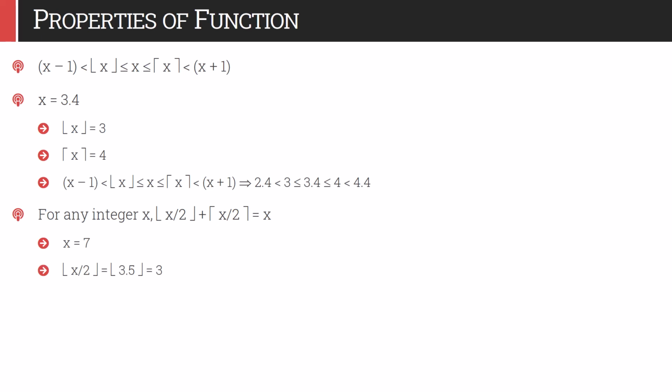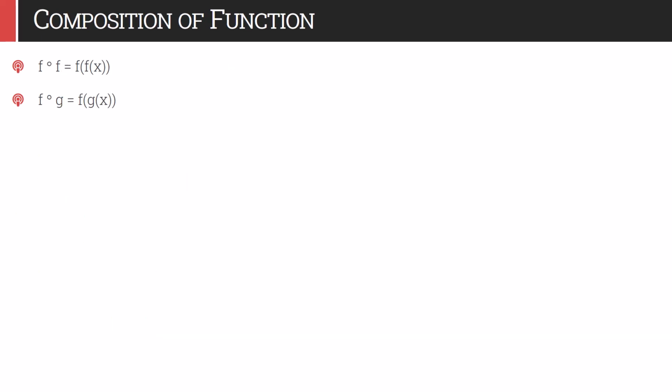Consider x is equal to 7. Then floor of x by 2, that is floor of 3.5, is 3, and ceiling of x by 2 would be ceiling of 3.5, which is 4, and the addition of that will lead to 7, which is x. So that is proved. So these are some of the important properties of the ceiling, floor, and round functions.